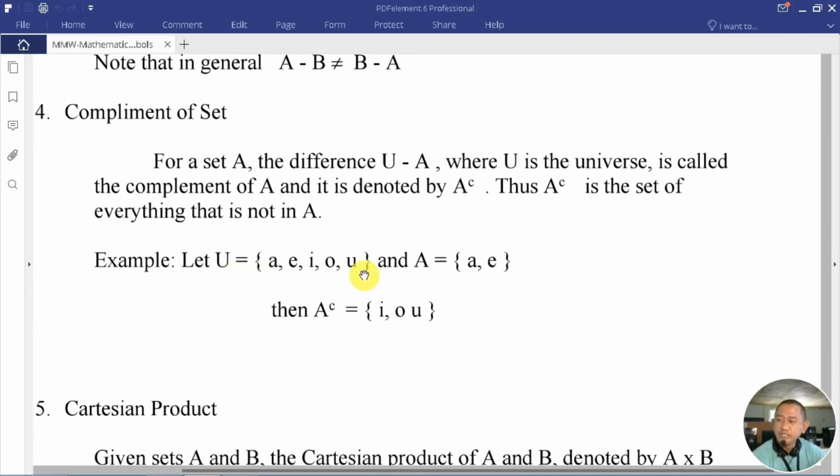So, the universal set is the whole elements. And then, set A is just part of the universal set. And then, the complement of set A is those that are not mentioned in set A.